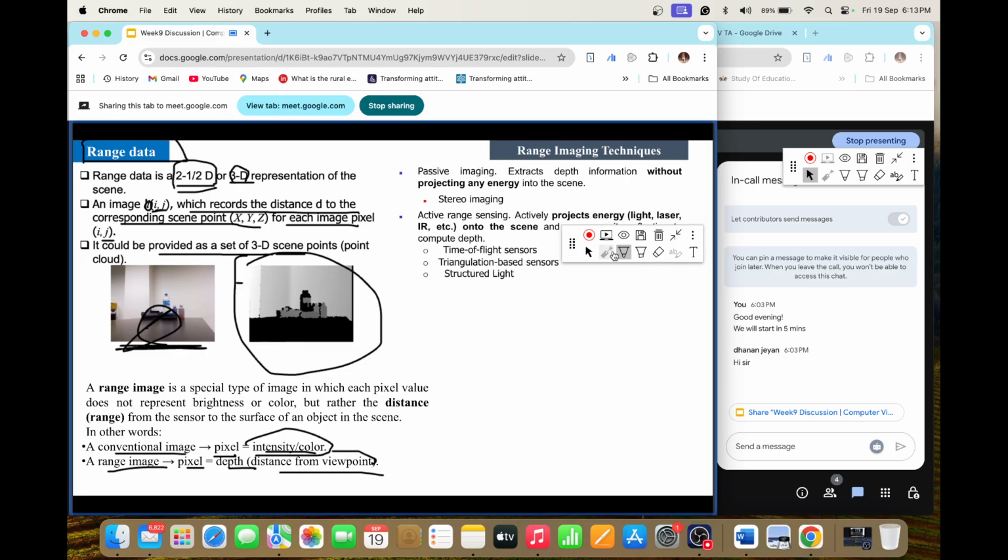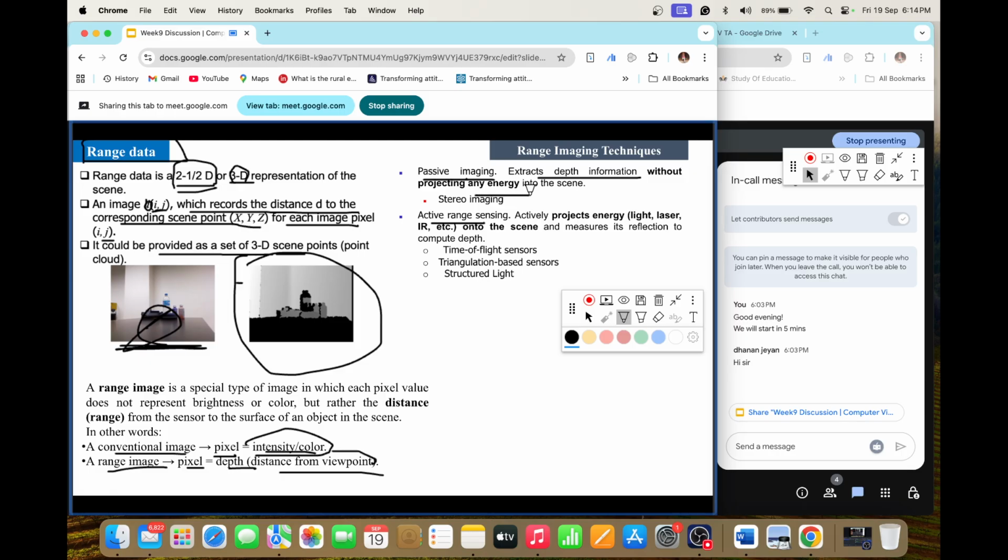Now what are the techniques by which we can get the range image? There are two types of technique. One is called passive range imaging, and another one is called active range imaging. So what is passive range imaging or active range imaging? Passive range imaging extracts depth information without projecting energy into the scene. Like stereo imaging, which we have already seen.